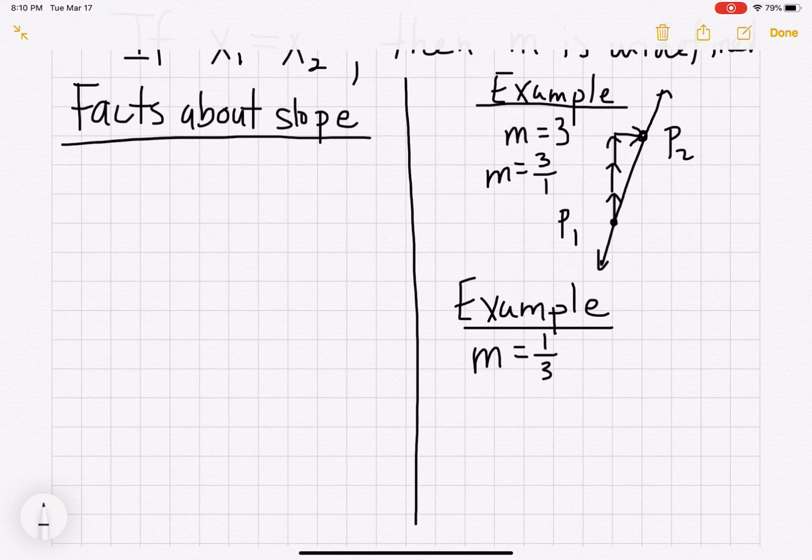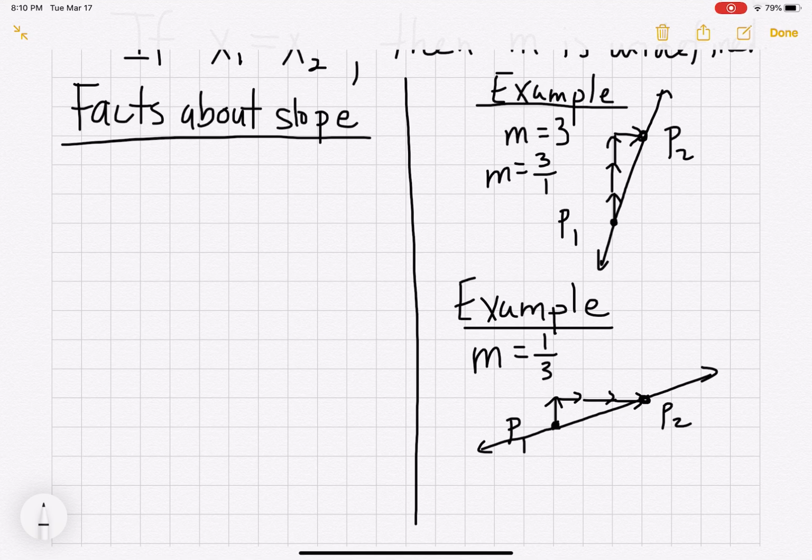Now think of this as up 1, right 3. So I'm going to start here with my first point, P1. And I'm going to go up 1. So that's my rise, up 1. And then I've got to run 3. 1, 2, 3 to the right. That's going to be my P2. And connect the 2 points and you get your line.